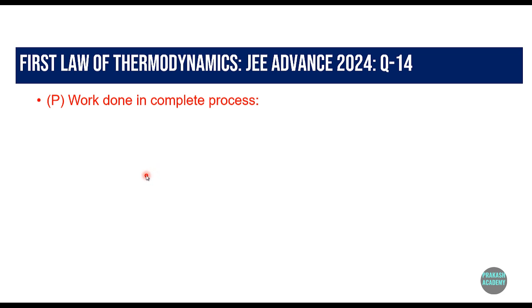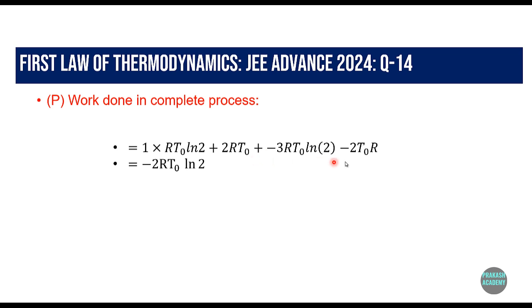So finally we also have to calculate the work done in the complete process. That was option P. So we have calculated work done in each path and then we can sum. This is the first path, second, third and fourth. So if I sum all these work done, this becomes minus 2R T naught log 2. So now we have calculated all the options and you can match and find the correct answer.